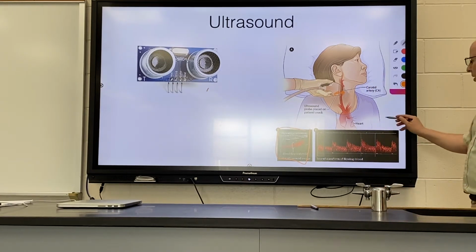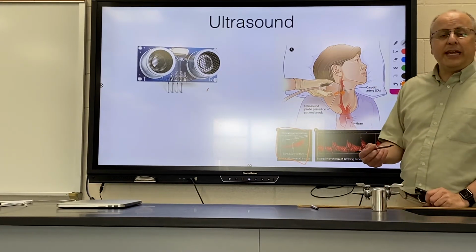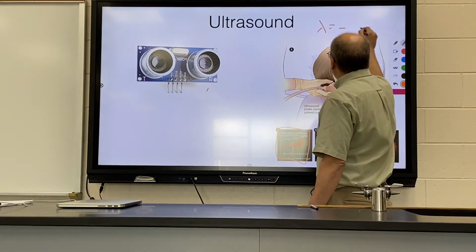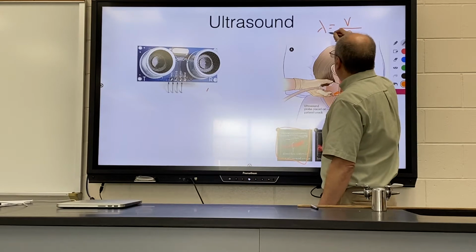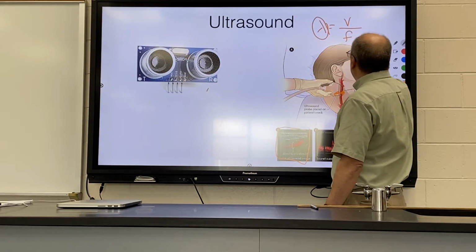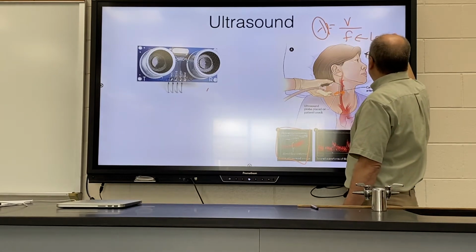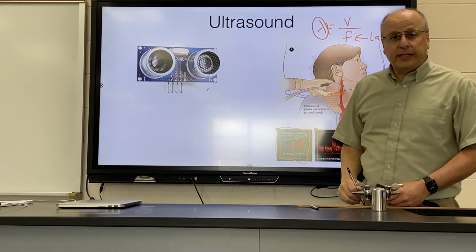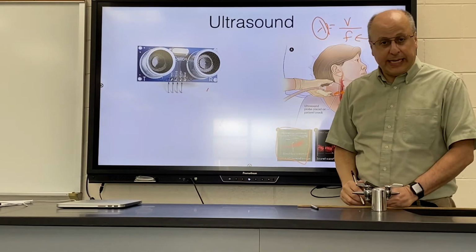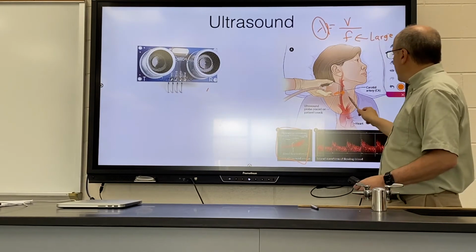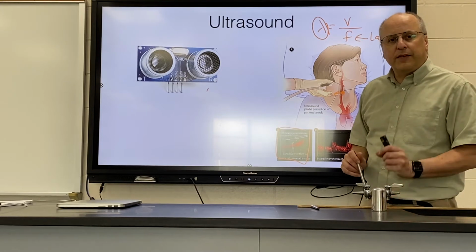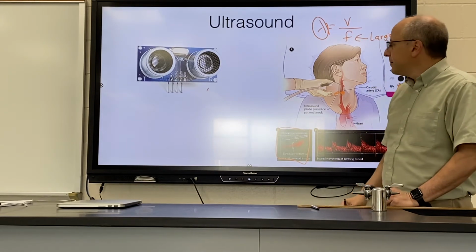And the smaller the wavelength, the more detail that they can actually see. So with our formula, if we want a small wavelength, we want a very large frequency. So the higher the frequency, the more detail we can see. So this time, the important thing is the wavelength we're using. Smaller wavelengths give us more detailed pictures.